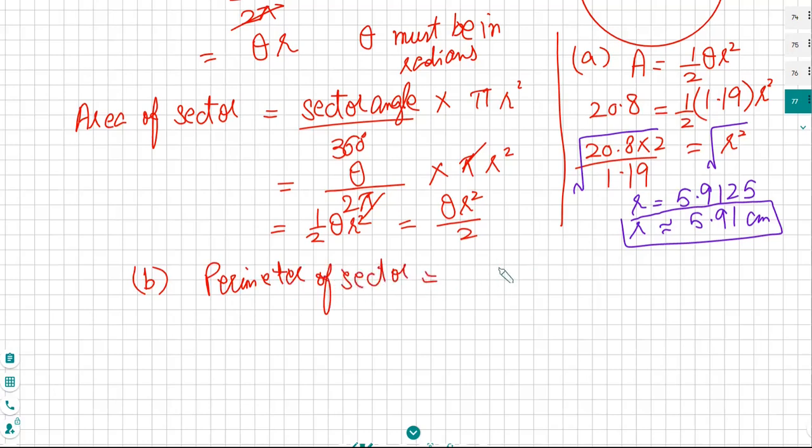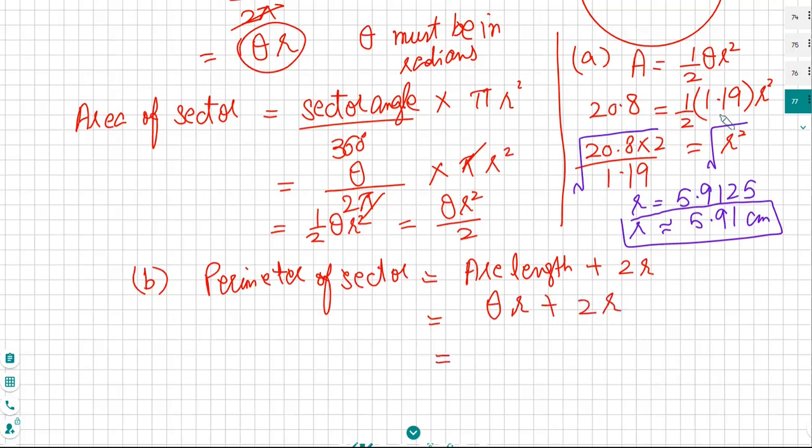It is arc length AB, plus 2 times radius, right? How to find the arc length? Arc length formula is theta r, right? So theta r plus 2r. Now you can set the values.